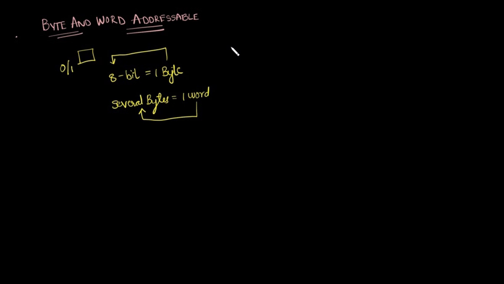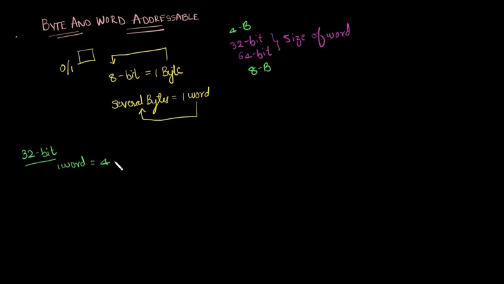I assume that you have heard terms such as 32-bit machine or 64-bit machine. This generally denotes the size of the word. A 32-bit machine means the size of its word is 32 bits, and 64-bit means the size of the word is 64 bits. 32 bits is also 4 bytes, and 64 bits is 8 bytes. So now let us consider a 32-bit machine. In a 32-bit machine, we have one word equals 4 bytes.